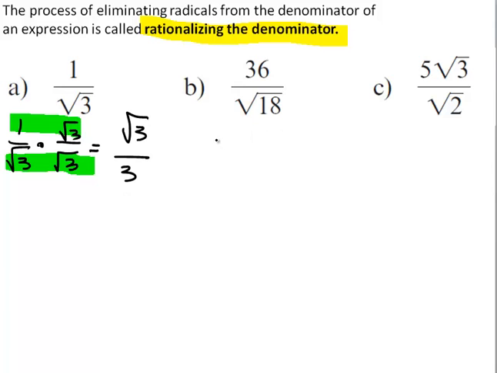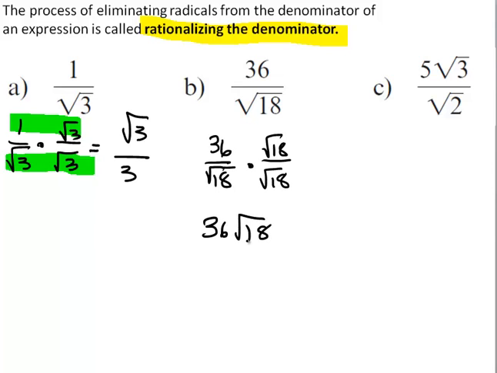Here I have 36 over the square root of 18. I'm going to multiply this by the square root of 18 over the square root of 18, because that's secretly 1, right? That's just dressing it up. So my new improved version looks like this. 36 times the square root of 18 over 18. The square root of 18 times the square root of 18 equals 18. I can do some fancy reducing here, and I'll have 2 times the square root of 18.